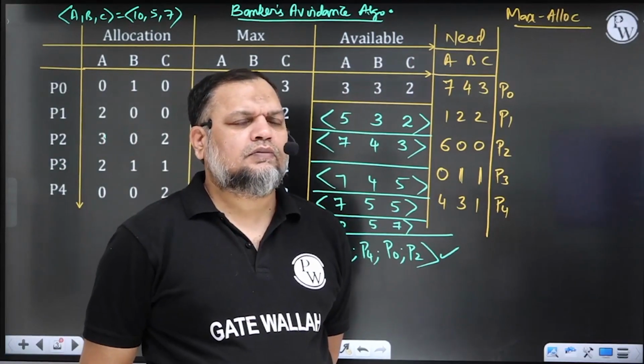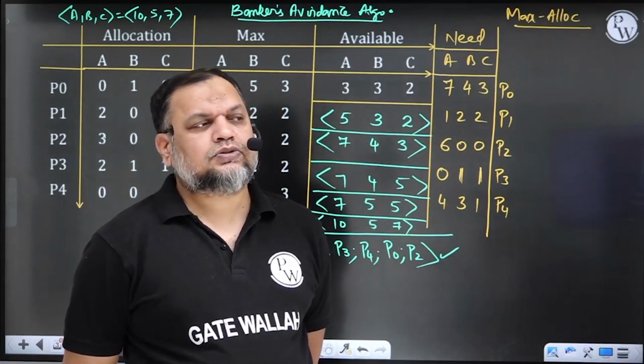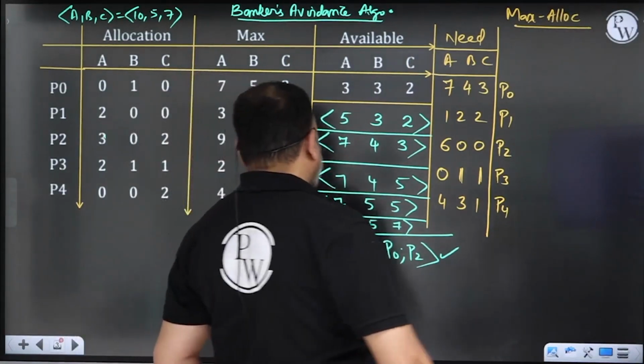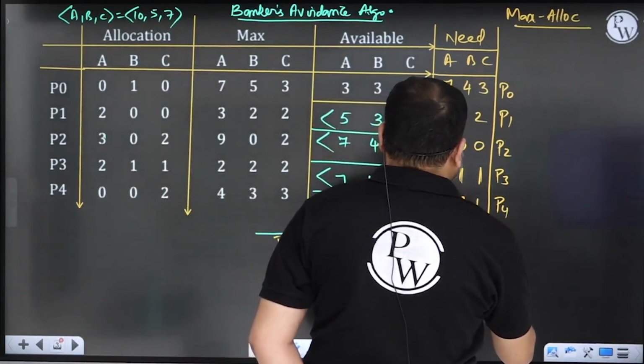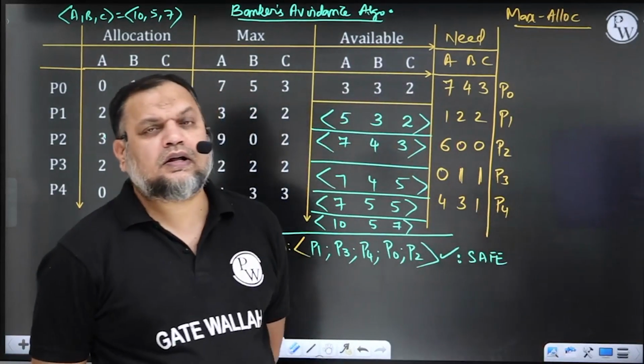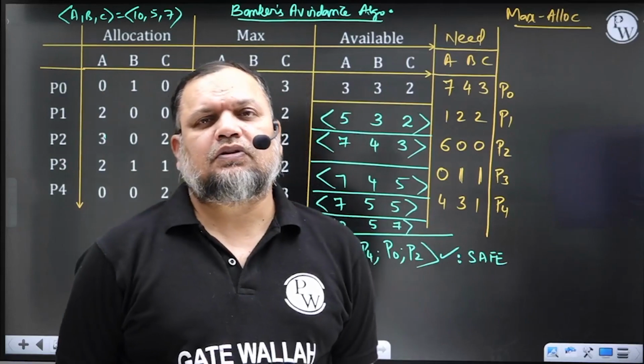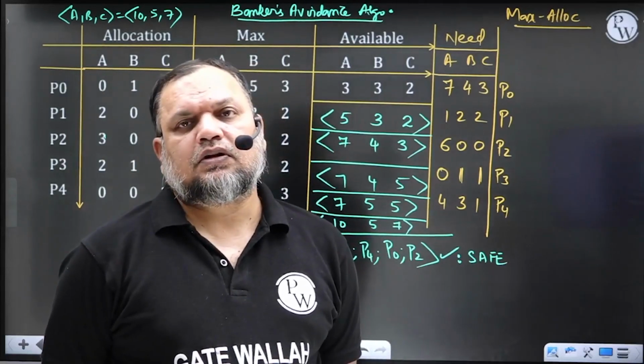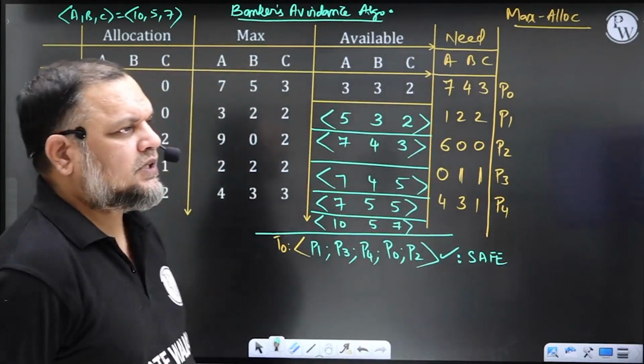Okay, so that is the order in which you can satisfy the need of the processes. So therefore, boys and girls, I am saying the system at time T0 is safe, meaning it is ready to operate. So far we have not done any operation. Now the operation will start. Now the scheduling will start. Now the operating system will start scheduling processes.